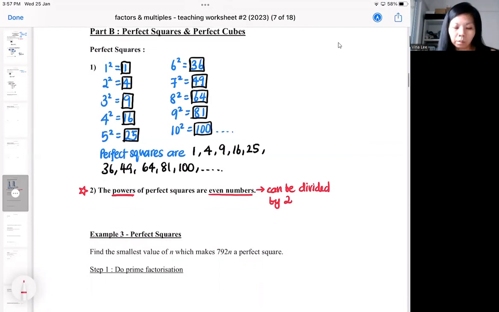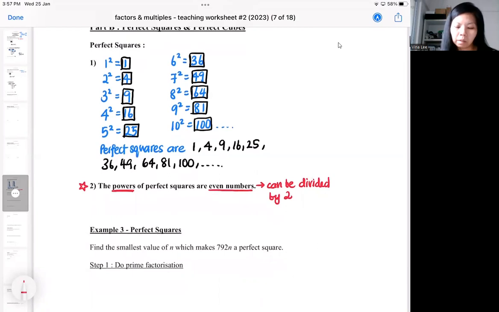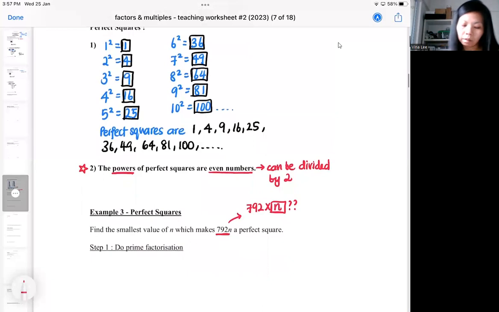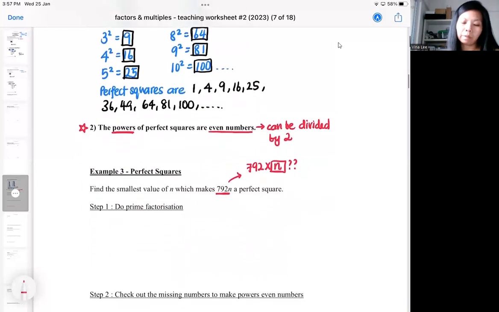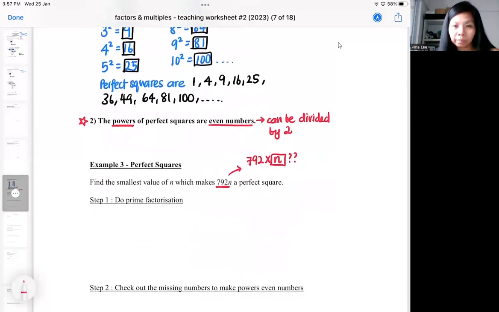So a sample question will be something like this. Find the smallest value of n that makes this a perfect square. This essentially is 792 times the number n. Your job is to find this number, and when you multiply it by 792, you will get a perfect square. So how are you going to answer this type of question? It's one of the more difficult questions.